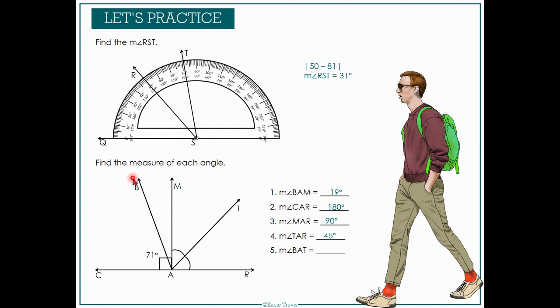Last one we got is BAT. So that's from B here to A to T. I already know the two parts that are inside of it. BAM was 19. Then we got TAM, which is the same as TAR being 45. So 19 and 45 add up to 64.